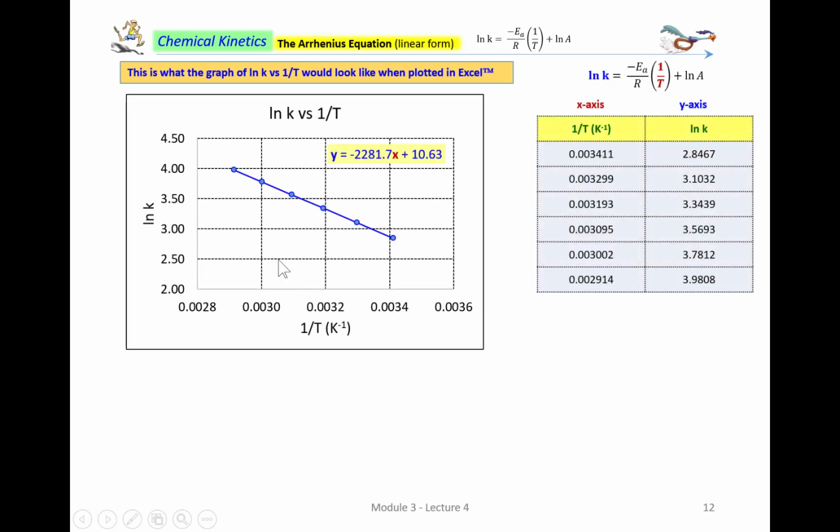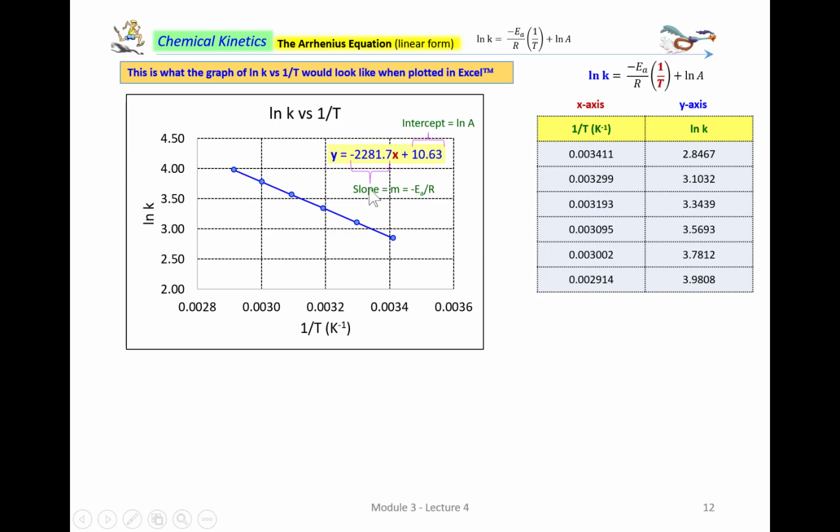Well, here's our data. X-axis 1 over T, I've plotted right here. Y-axis ln of K, I've plotted right here. We get 6 data points, and I fit it with a linear trend line, and the slope of the line is minus 2281.7, and the y-intercept is 10.63, and you can see that's a pretty good fit.